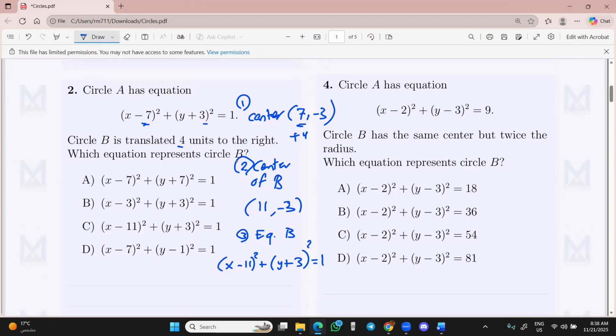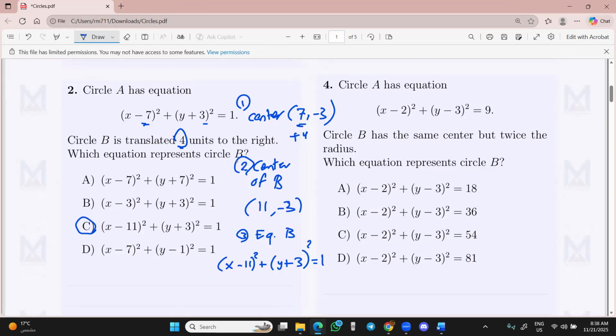So be very careful. Don't just add a 4 to this number, because if you add 4 to negative 7, it should be negative 3, which means the answer may be something like B, which is incorrect. So we have to be careful writing the steps as we follow here. The first step is to write the center of A, then the center of B after this transformation, and then we get the equation fully written like this, which gives us the answer, letter C.